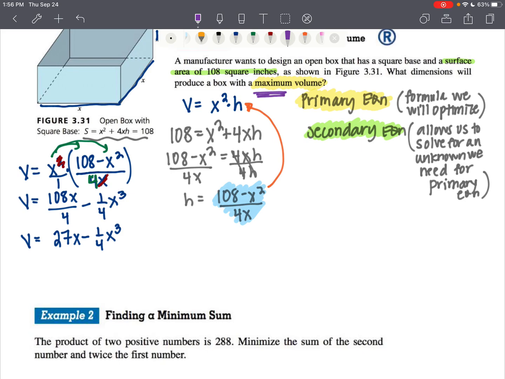Now I'm going to make myself a little note here. We want to find the first derivative and set it equal to 0 to find a max or a min. In this case, we have to find that maximum because we wanted to maximize the volume. So V prime is equal to 27 minus 3/4 x squared.